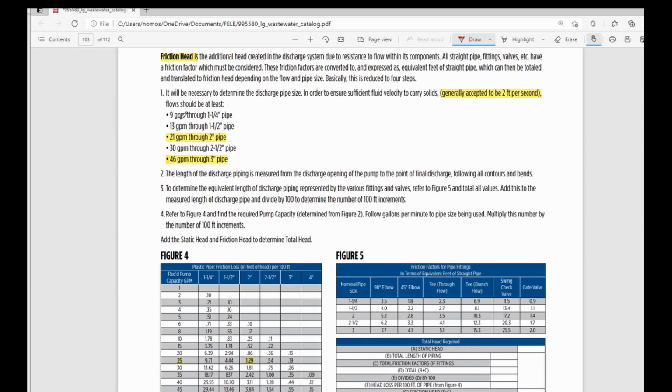We have a list of pipe sizes, 1.25 inch, 1.5 inch, 2 inch. I would either use a 2 inch or 3 inch for sewage normally. And certainly it'd have to be 2 inch because a sewage pump's going to pump a 2 inch solid. So I'm going to use, especially since it's going 500 feet, I'm going to use a 2 inch pipe.